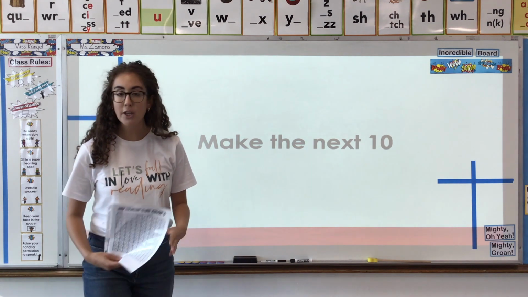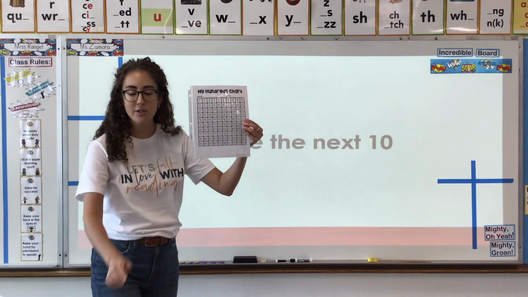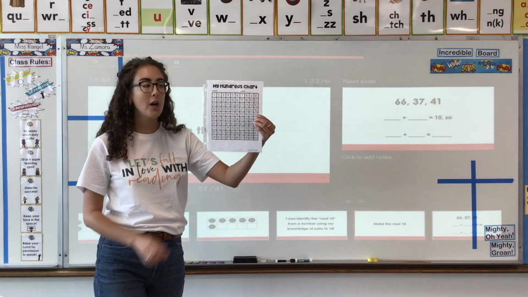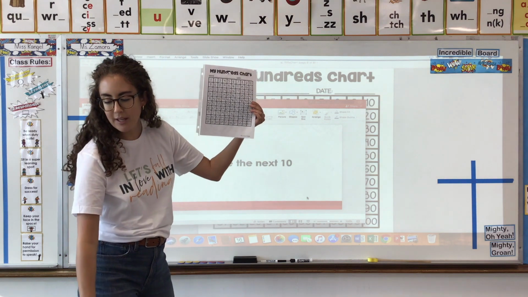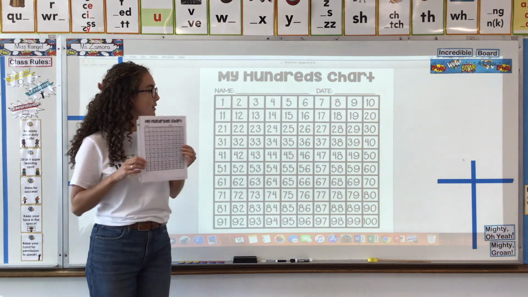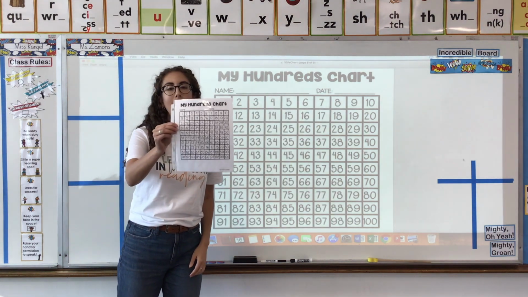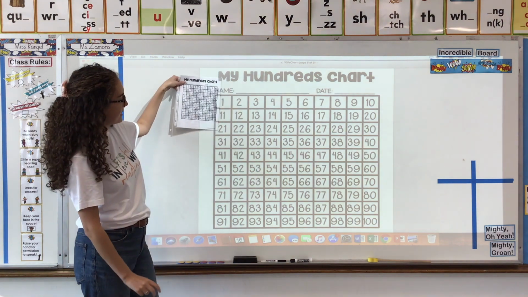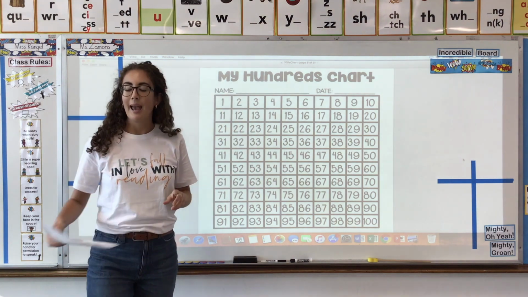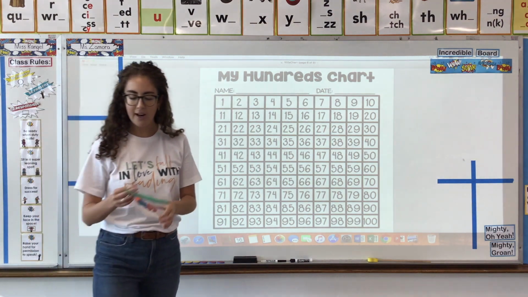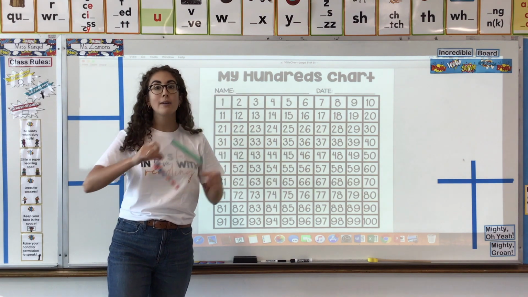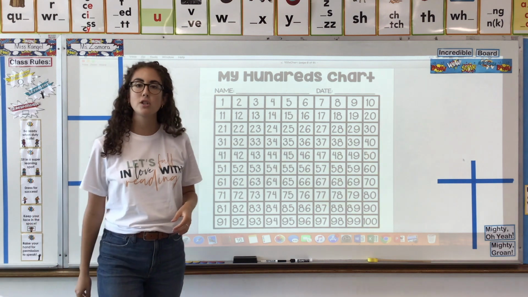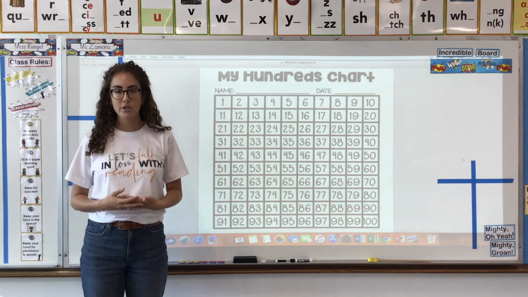So to do that, you are going to need your hundreds chart. Your hundreds chart is in your folder with all the other math things we've been doing. So the last page should be your hundreds chart. It looks like this, all blown up. And to keep track of where we are, I want you to have your eraser counters out and ready to use with our hundreds chart.